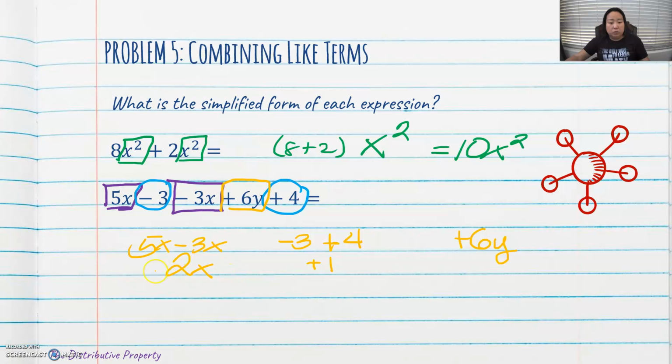So all you need to do is combine all of this in one expression, so it will now become 2x plus 1 plus 6y. There's only one term with x, one term with y, and one constant.